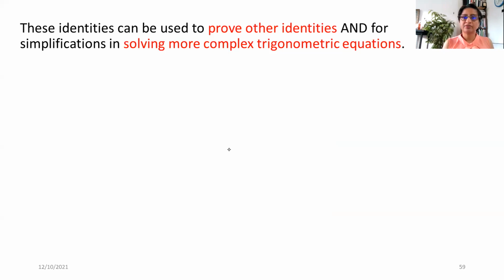And also, when you have to solve trigonometric equations, to simplify certain things, you would have to use these identities. You might want to replace a tan x by sin x over cos x, like that. Okay, you can use the identities to replace one expression with another expression.